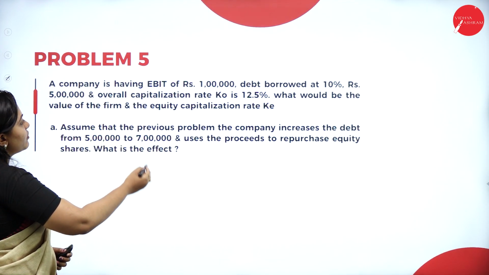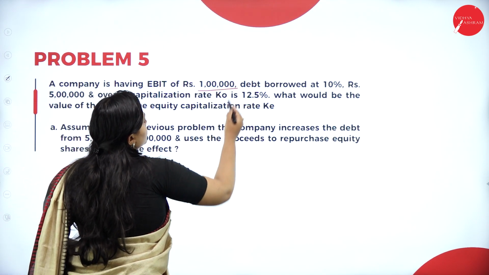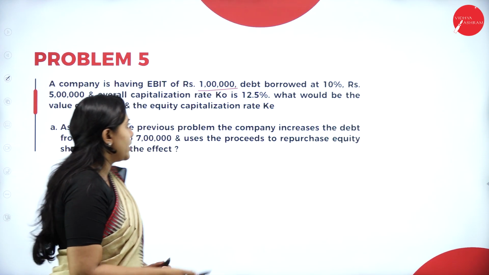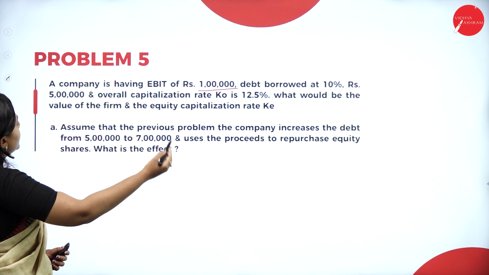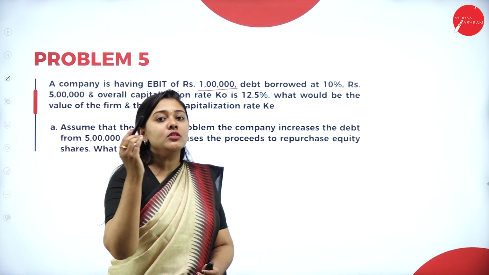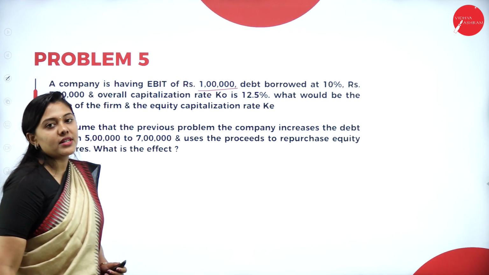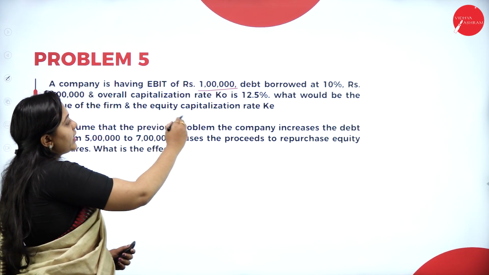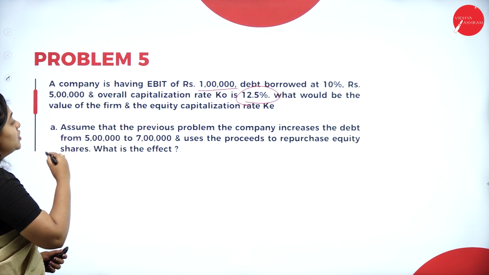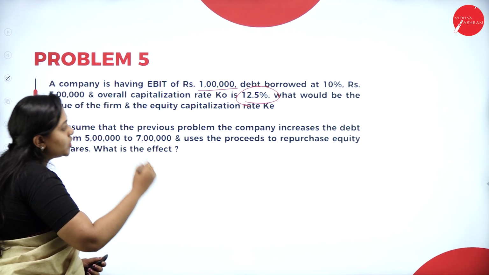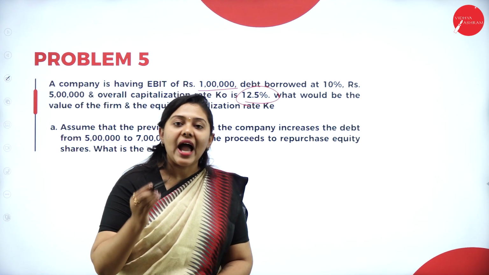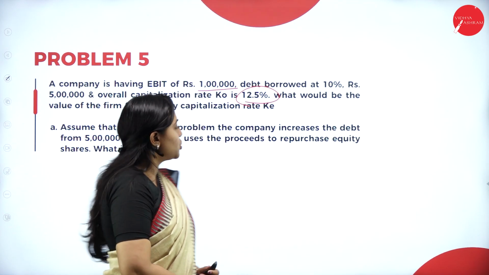Moving forward, let us take a problem and understand what is the NOI approach. A company is having EBIT 1 lakh. So 1 lakh is the EBIT given in the question. Debt borrowed at 10%, rupees 5 lakh. So 5 lakh will be the market value of debt, and 10% is the interest rate. Overall capitalization rate is given 12.5%. What would be the value of the firm and the equity capitalization rate? So you need to calculate the value of the firm and the equity capitalization rate.